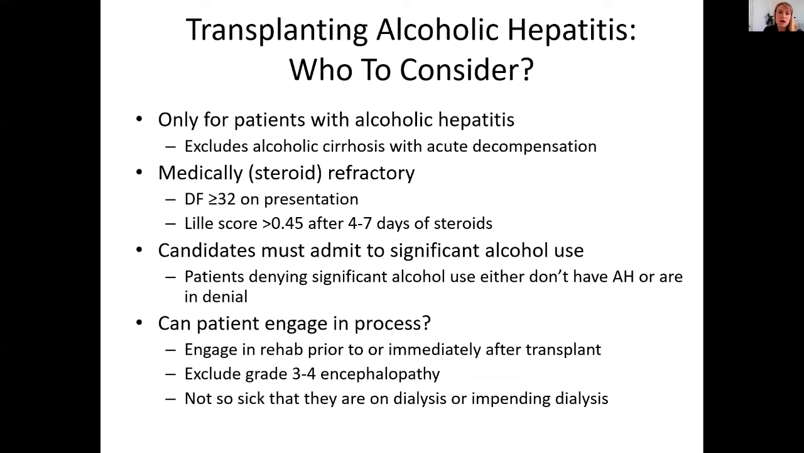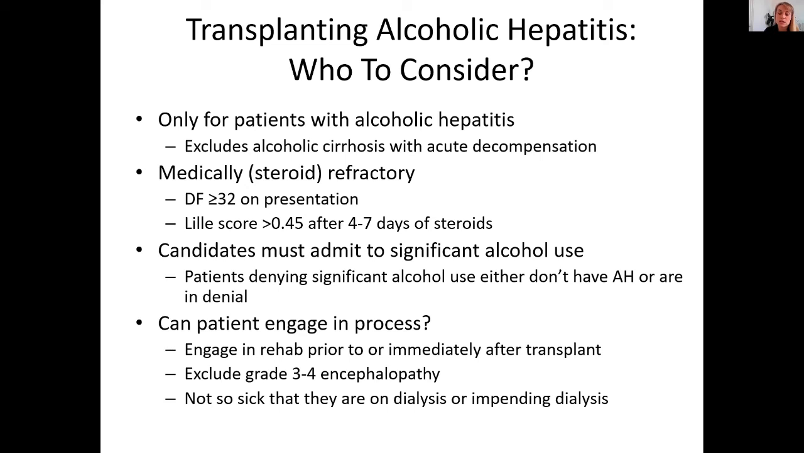So who do we consider for transplantation with alcoholic hepatitis? These are people who are medically refractory. So if they've been started on steroids and we have not seen a response after steroid treatment, these candidates must admit to significant alcohol use. People who are denying alcohol use either don't have alcoholic hepatitis or are just in denial about their underlying alcohol use disorder. And the patient has to be healthy enough and engaged enough to engage in our transplant process, which would mean that we want to see evidence of counseling or rehabilitation prior to transplant, or if they're too sick, then have them committed to it immediately after with a clear plan.